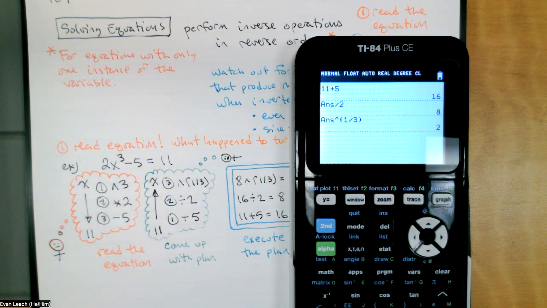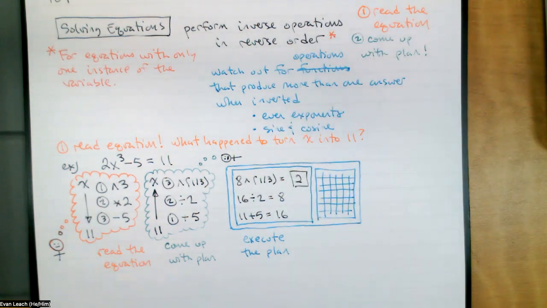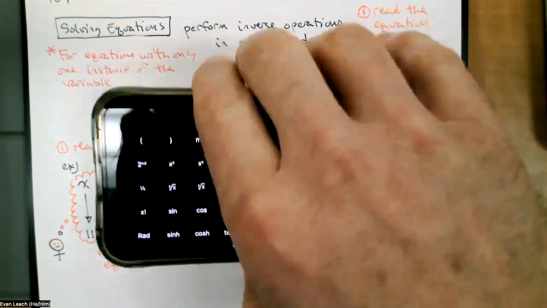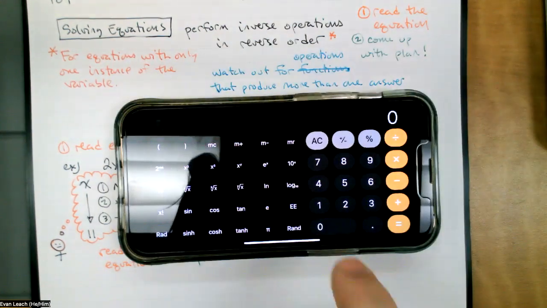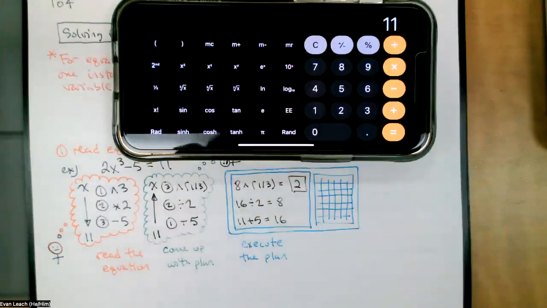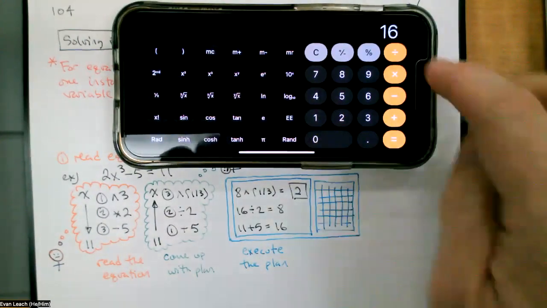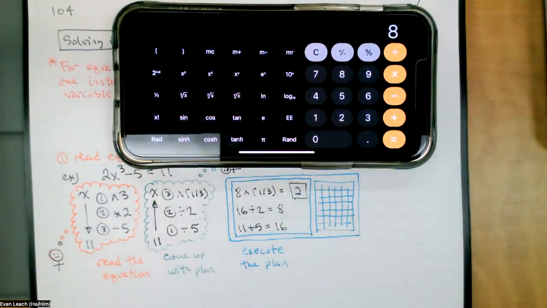Even though the TI calculator can handle multiple operations at once, we're just going to do things as if we don't have a TI calculator. And maybe we're using an iPhone calculator. I can't demonstrate on an Android calculator because I don't have one. But our plan was to start with 11, add 5, divide by 2, and then raise to the 1/3 power.